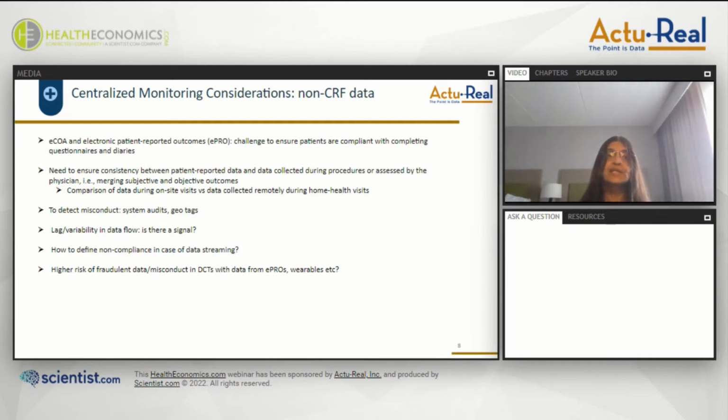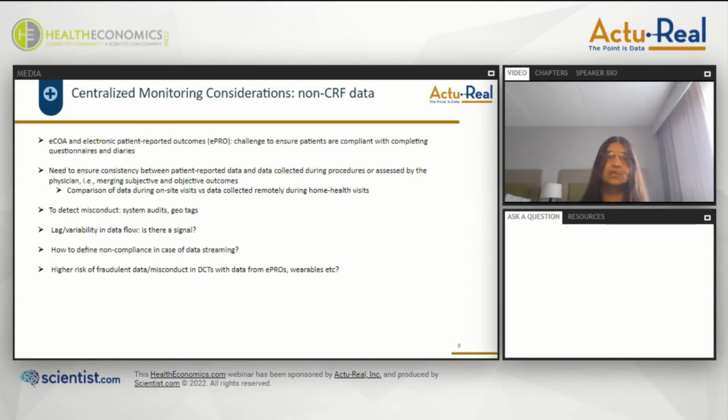Then it's important to detect misconduct. So system audits can be done, geotagging, etc., to make sure that data is coming from the source that it's supposed to come from, the location it's supposed to come from, etc. If there is a lag or a variability in the way the data flows as against what's expected, then there's a question as to whether it is a signal that something is going wrong.